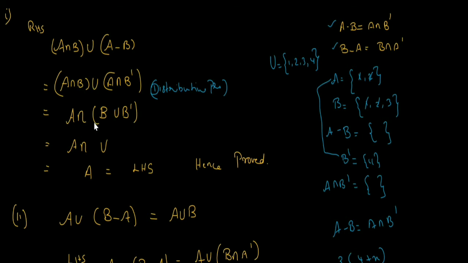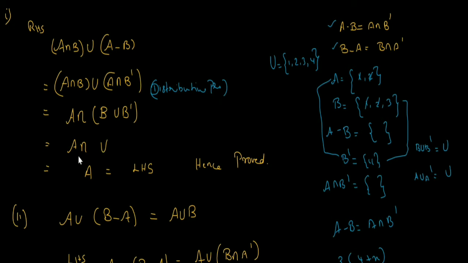So A intersection B union B dash. So B union B dash. If you find here, you can just check. Set B is 1, 2, 3 we have taken. B dash is 4. What is the union of these two? It is always equal to the universal set. A union A dash will give you the universal set. So B union B dash is the universal set.